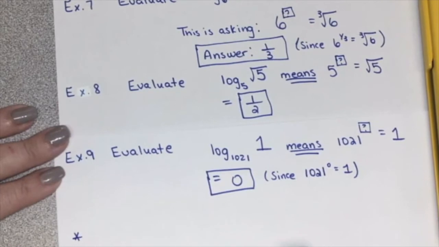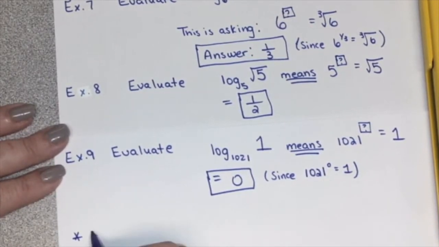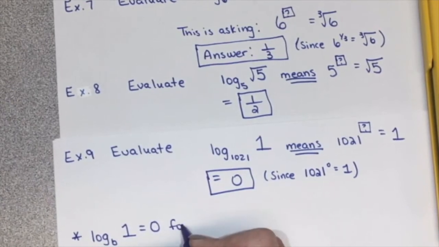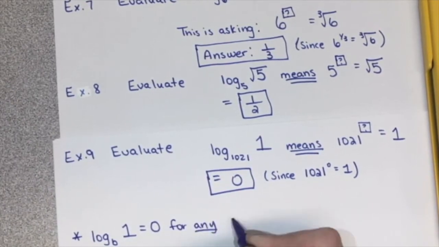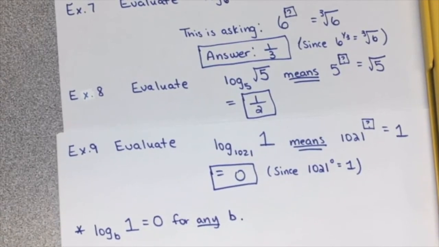So notice the 1,021 was kind of unimportant, right? That could have been anything, okay? And in fact, the log base any b at all of 1 is always 0, okay? And this works for any base, because any base to the 0 power will always be 1, okay?